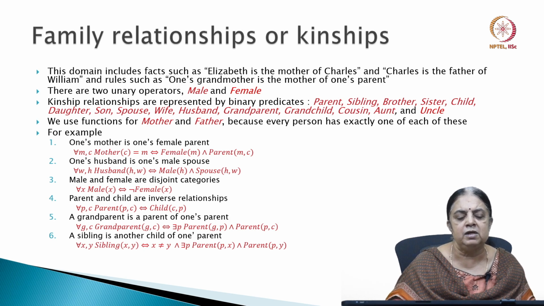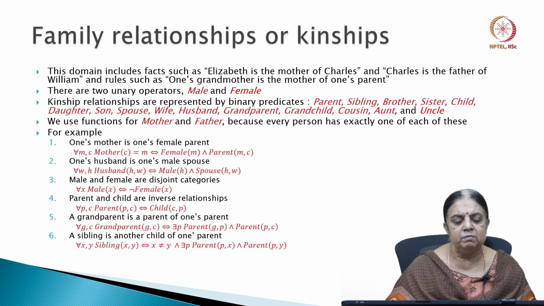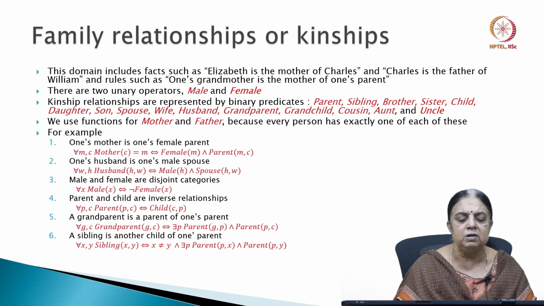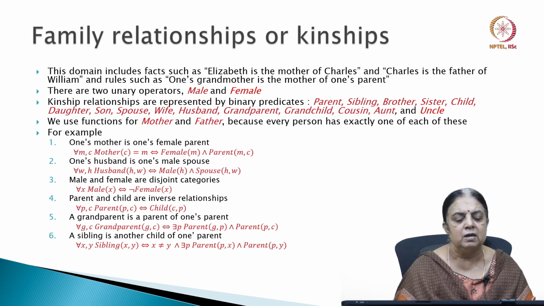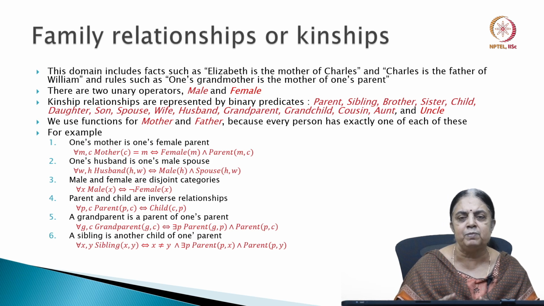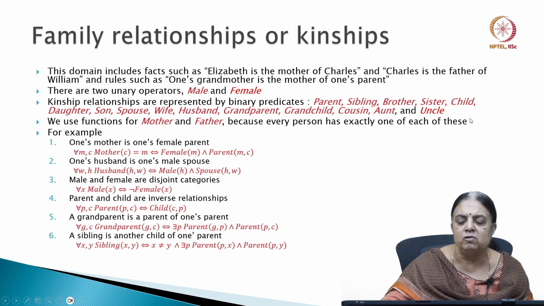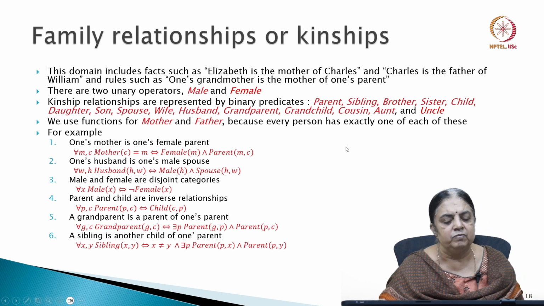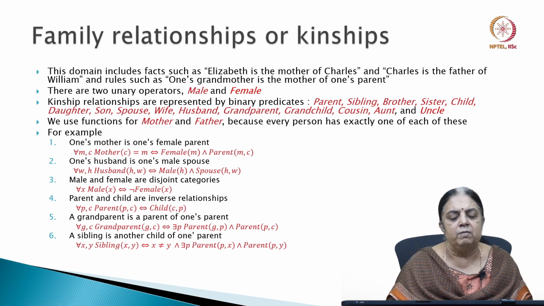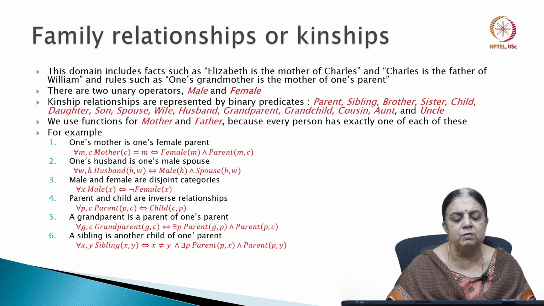So when we look at family relationships, all persons will be either male or female. Okay, so that's the basic unary operator for every person. And then we have kinship, which consists of two people basically. Things like parent, sibling, brother, sister, child, daughter, son, spouse, wife, husband, grandparent, grandchild, cousin, aunt, uncle, all these different things. And for mother and father, you can use functions because there's only one mother, right, or one father that a person has.